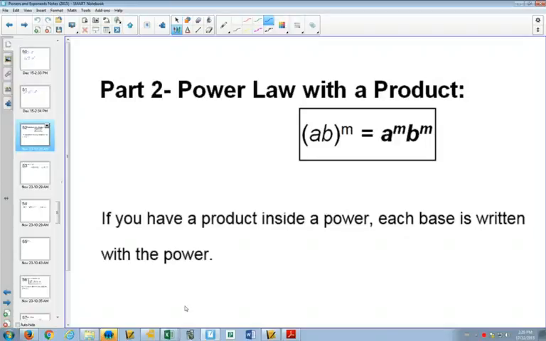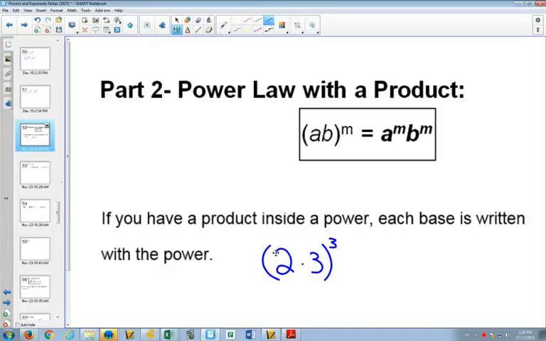So now we're going to do part 2 of the power law. That's when you have the power law with a product inside. Now, what this law says is that if you have a product inside of a power, each base is written with that exponent. The reason why that works, imagine we have 2 times 3 to the power 3.